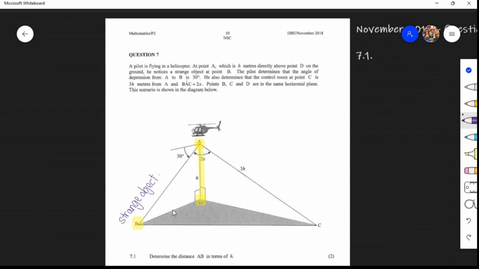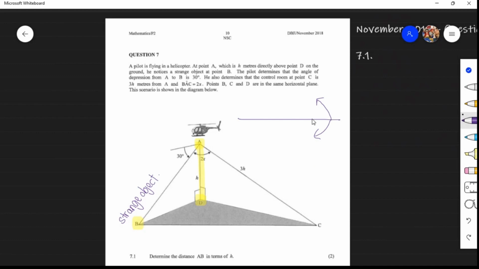The pilot determines that the angle of depression from A to B is 30 degrees. Now, something important to take note of is that when you are dealing with angles, the angles will, in most cases, start at the horizontal. You can think of the horizontal as the ground or the reference point or the x-axis. Always remember that this x-axis is going to be parallel to the ground, okay? So an angle of inclination would go up, whereas an angle of depression will go down.